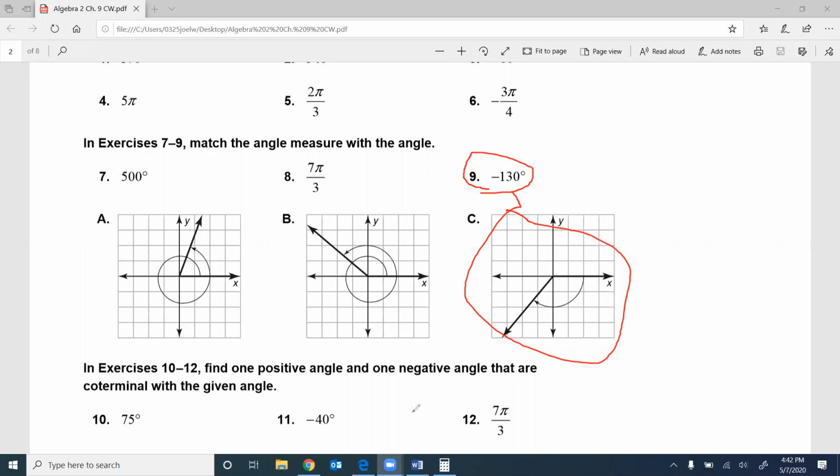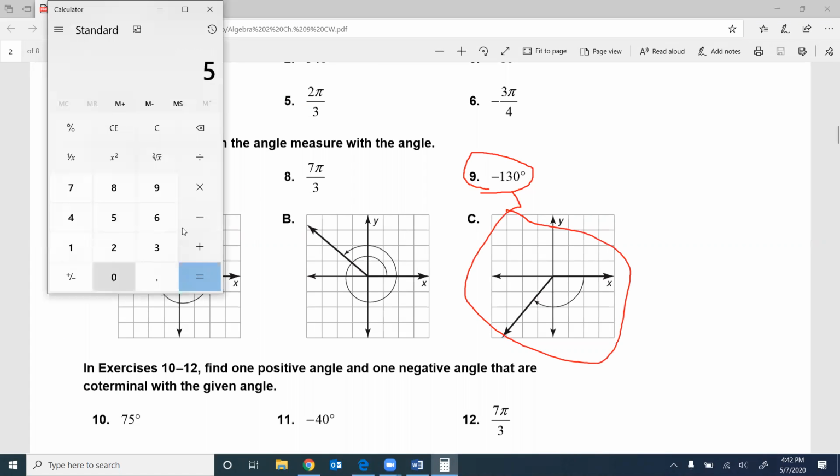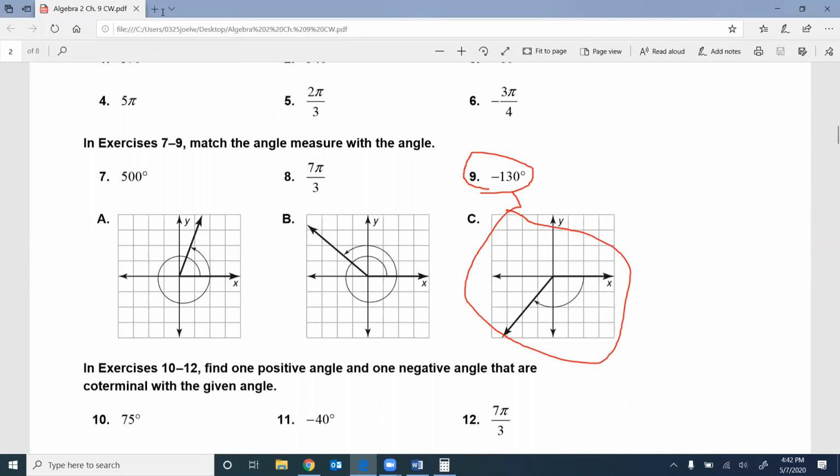Let's find out. So 500, wrong button. There we go. 500 minus 360. So it goes all the way around the circle one time and then 140. So let's draw that off to the side, what that would look like.